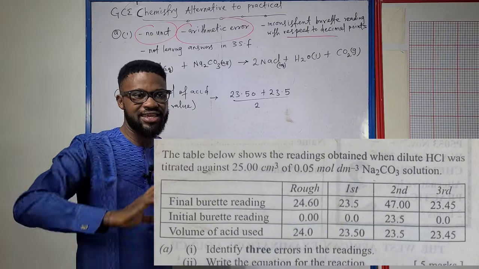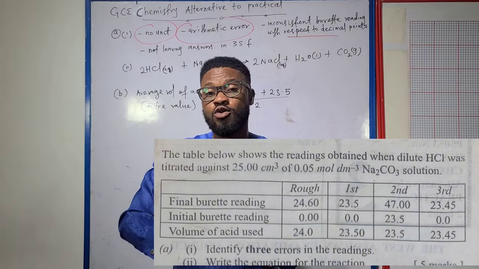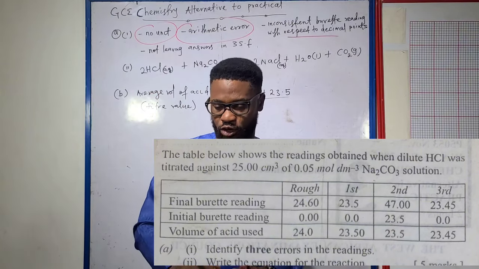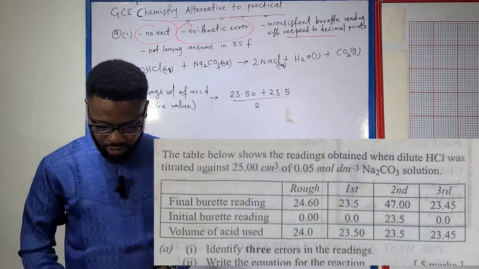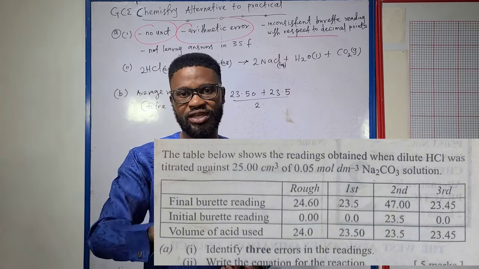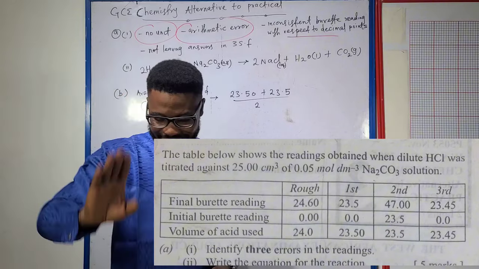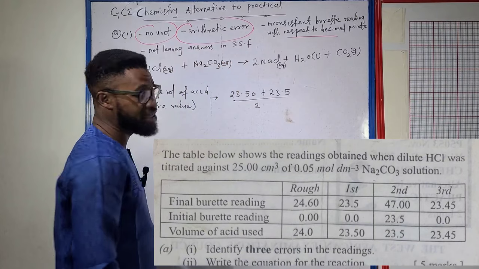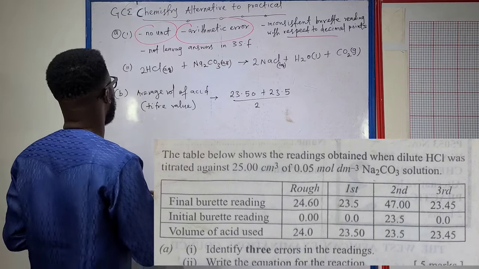And then another thing is, for a titration table, we are meant to always leave our answers to three significant figures. If you look at the third titration, we have 23.45. That is not to three significant figures, but to four significant figures. So not leaving answers in three significant figures is another error.